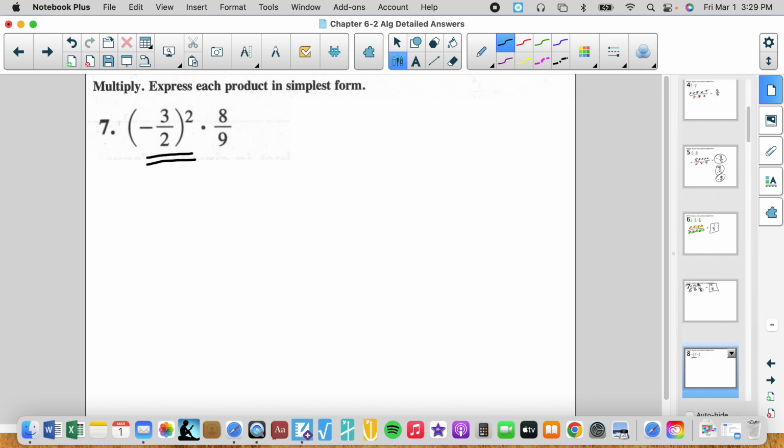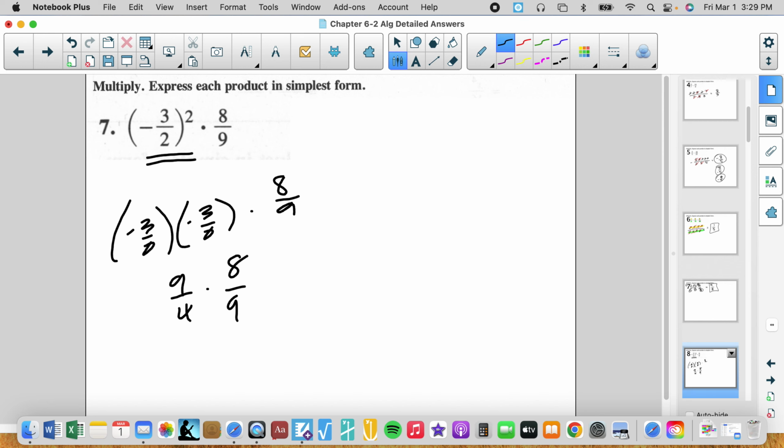Now we're going to square first, so that is negative 3/2 times negative 3/2, which equals 9/4 times 8/9. We have to do exponents first before multiplication. We can cross out the 9's, and the 4 cancels, and we're left with 2.